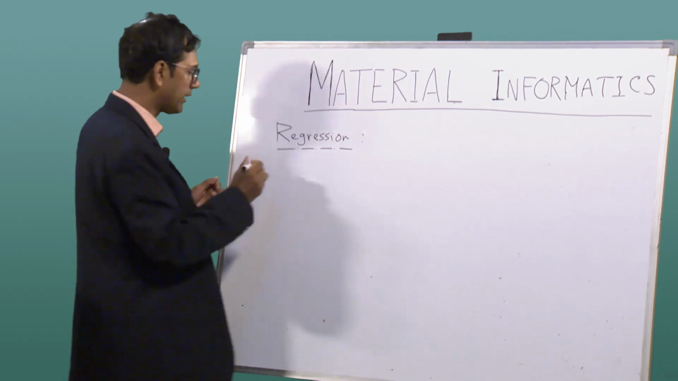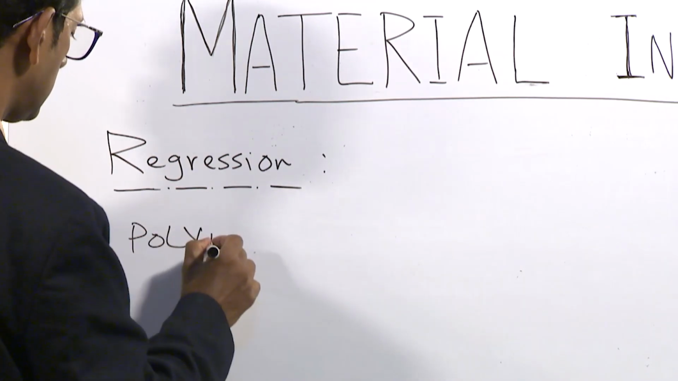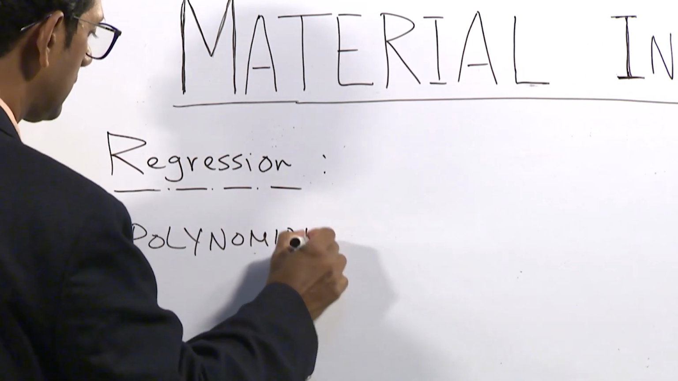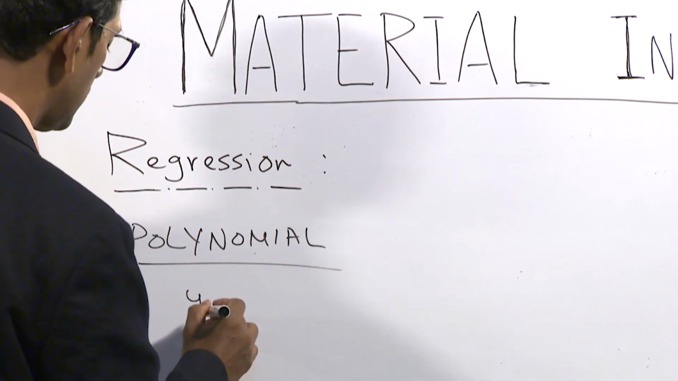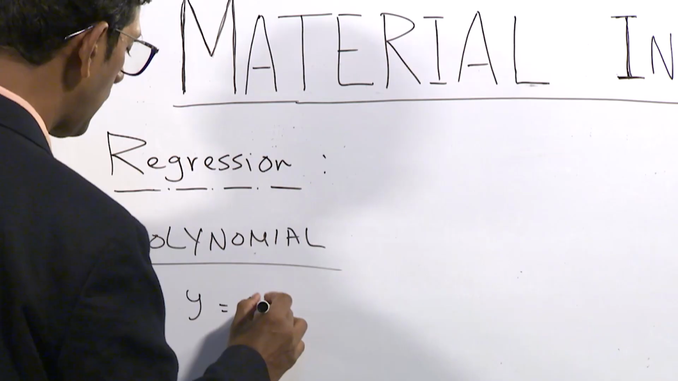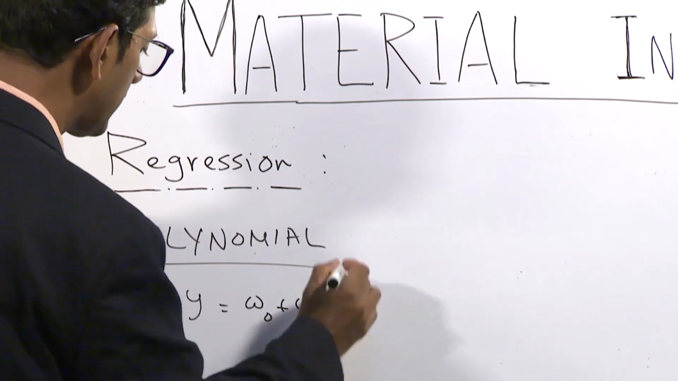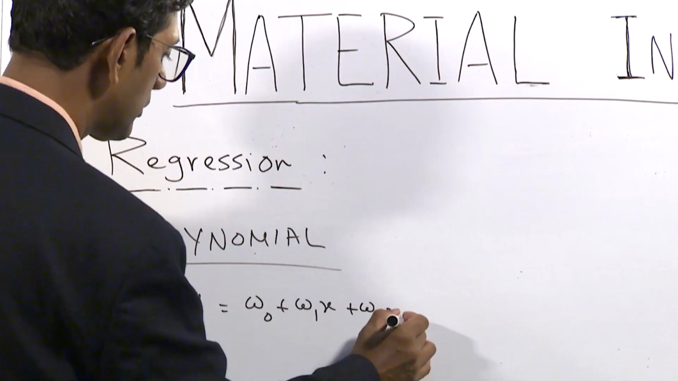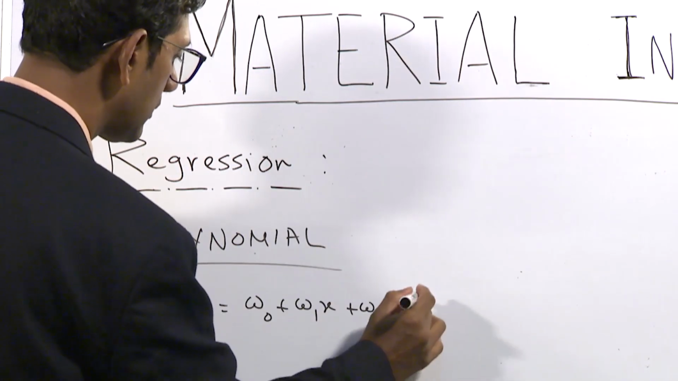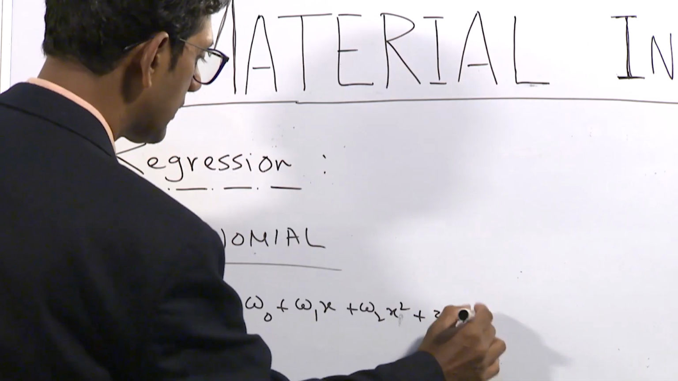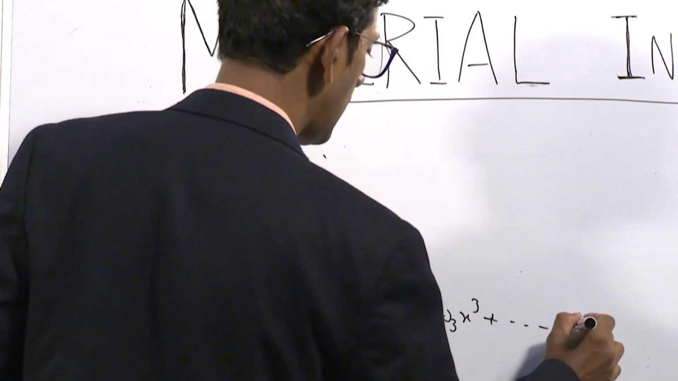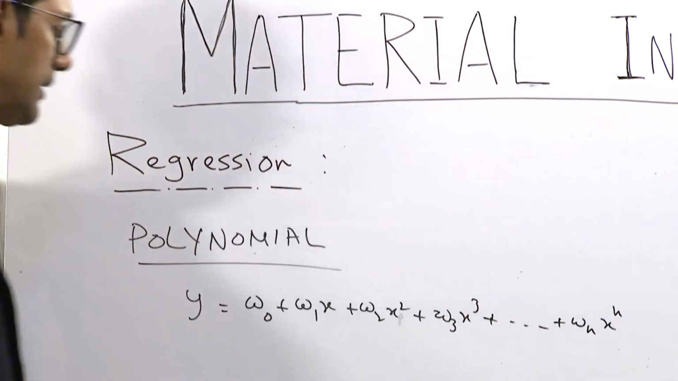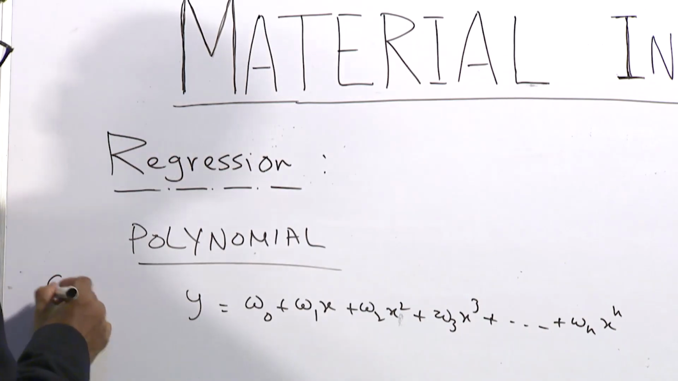For the polynomial one, polynomial regression, we write the equation in terms of a polynomial. General polynomial equation is what? So, y is w0, w1 x, w2 x square, w3 x cube, goes on, right, w n x to the power n. The generalized polynomial equation.